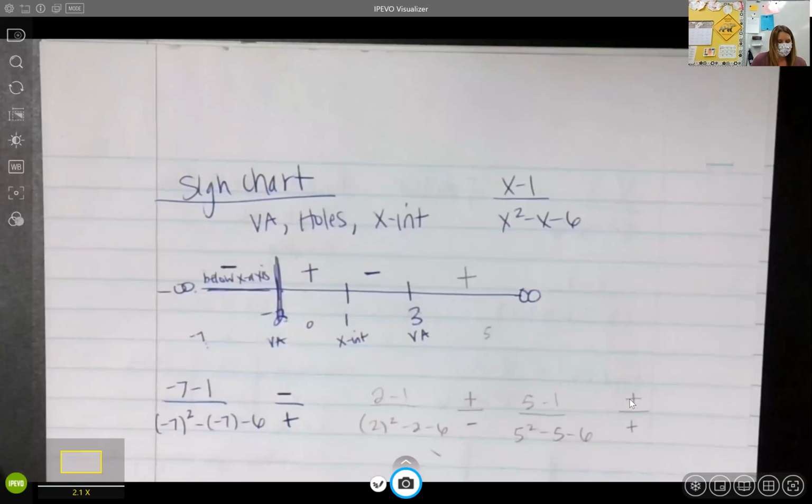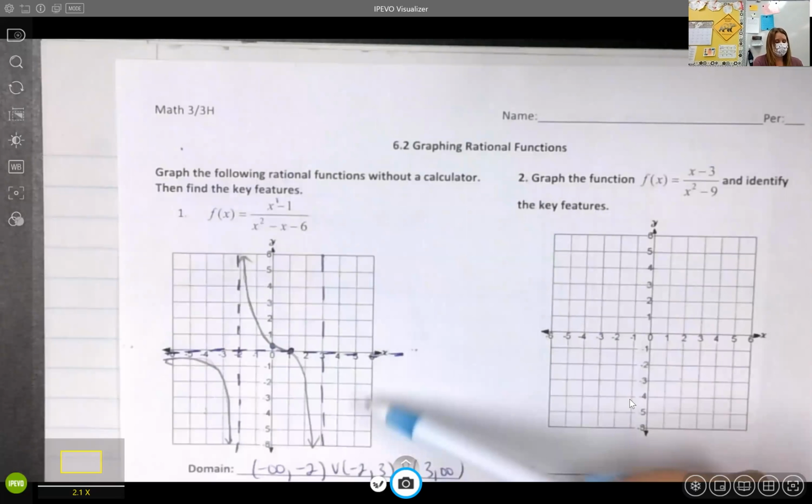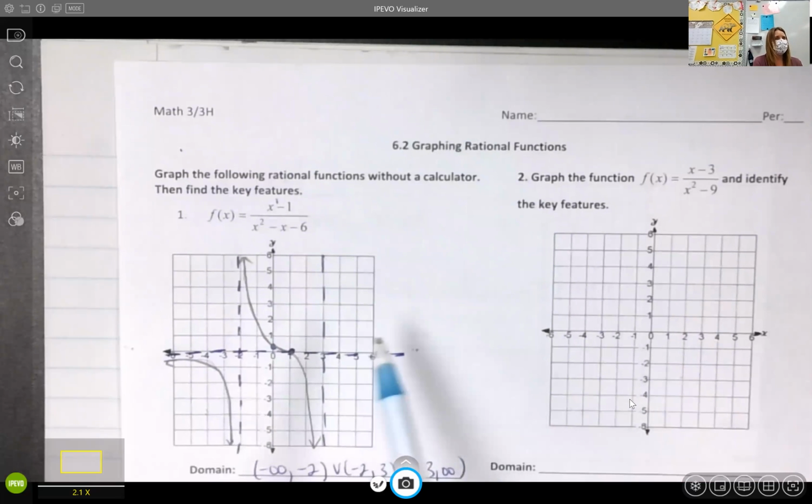Okay? So if it's positive, draw your graph on this side. So from 3 to infinity, draw your positive number. Okay? Or your positive graph. So it's above the x-axis and it follows.